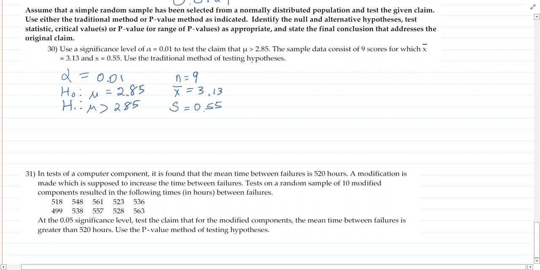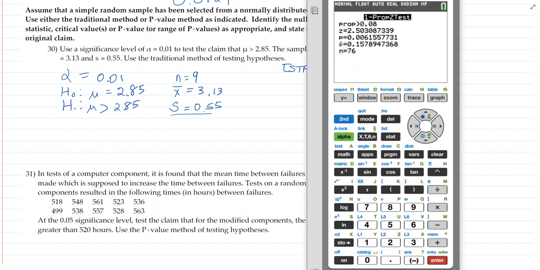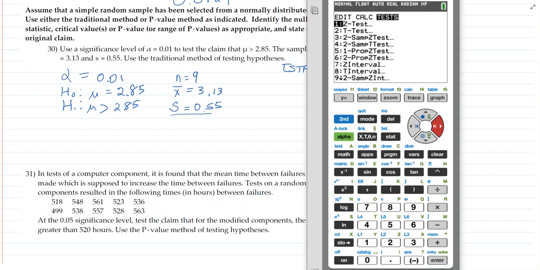Okay, because we have the standard deviation for a sample, we're going to do the t-test. So we're going to go to stats, test, and let's see which one we're going to choose here. Stats, test, and this is a t-test. T-test, right there, number 2.